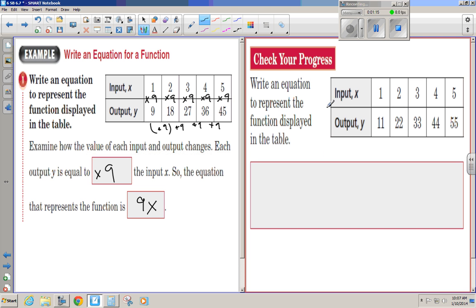So let's look at this. Write an equation that represents it. So here, from output to output, it's plus 11, plus 11, plus 11, and so on, which means you're multiplying the input by 11. So this is the work, and then your answer would simply be 11x. Y equals 11x.